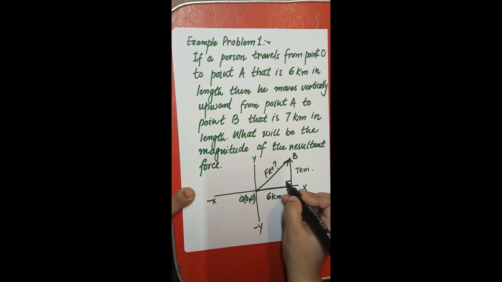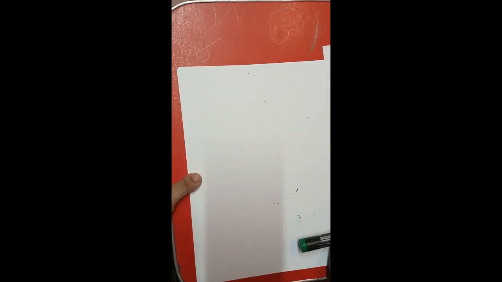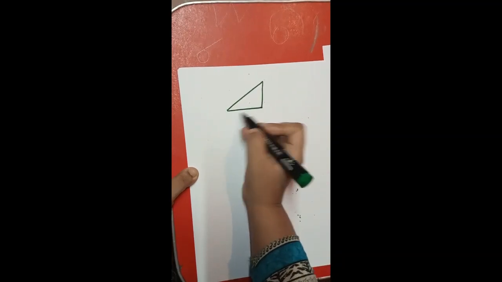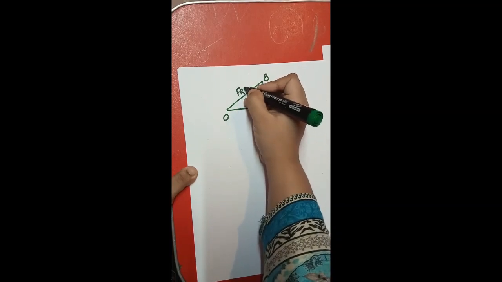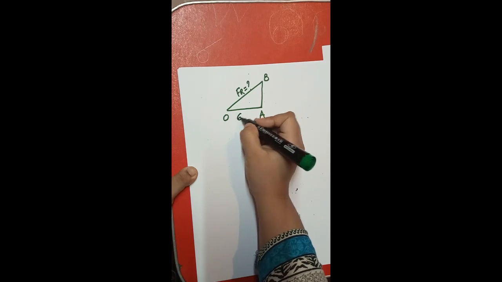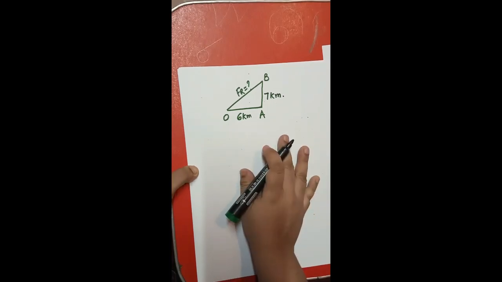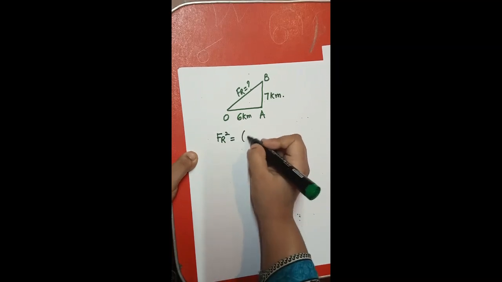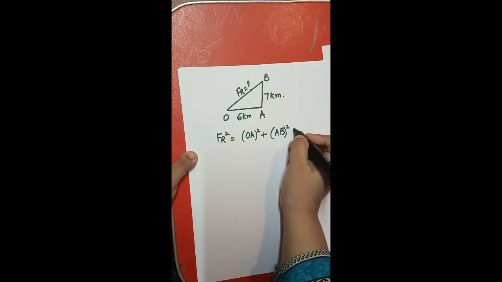You have to find out this one. So this is a right angle triangle. What should we apply here? We should apply the Pythagoras theorem. How can we apply it? First of all, we take this triangle, and this one is OAB. This side is Fr, which we have to find out. OA is 6 kilometer and AB is equal to 7 kilometer. So Fr square is equal to OA square plus AB square.